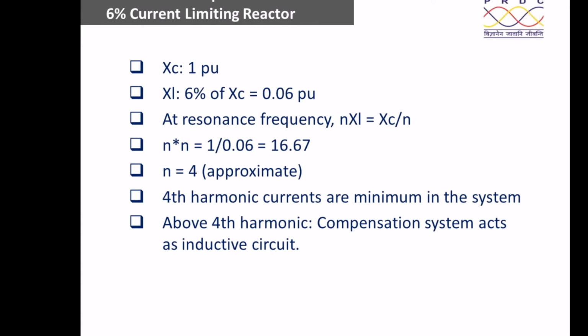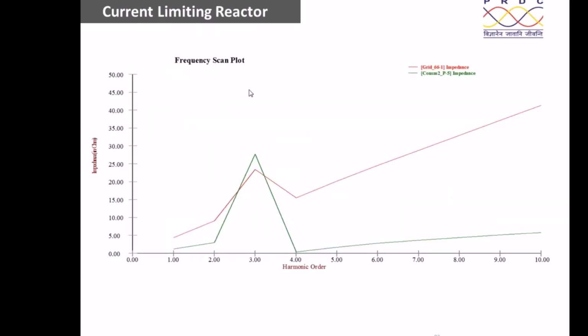Therefore, if you have a 6% current limiting reactor, this is going to resonate at the 4th harmonic. Up to the 4th harmonic, the compensation system is a capacitive circuit. Above the 4th harmonic, this compensation system acts as an inductive circuit. Therefore, at the 5th harmonic, this becomes inductive. Therefore, again you try to plot the frequency scan now.